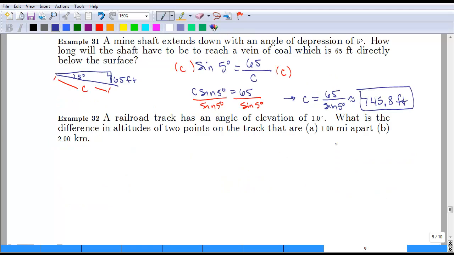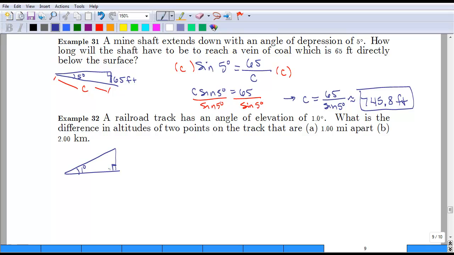The next example says a railroad track has an angle of elevation of 1 degree. So since this is an angle of elevation, we are going to draw this up. It should technically be smaller than the previous drawing, but it's really hard to see 1 degree. It is very minute. Again, our right angle is going to be here between the vertical and horizontal. They want to find the difference in altitudes of 2 points on a track that are 1 mile apart. So this one might throw you for a second.